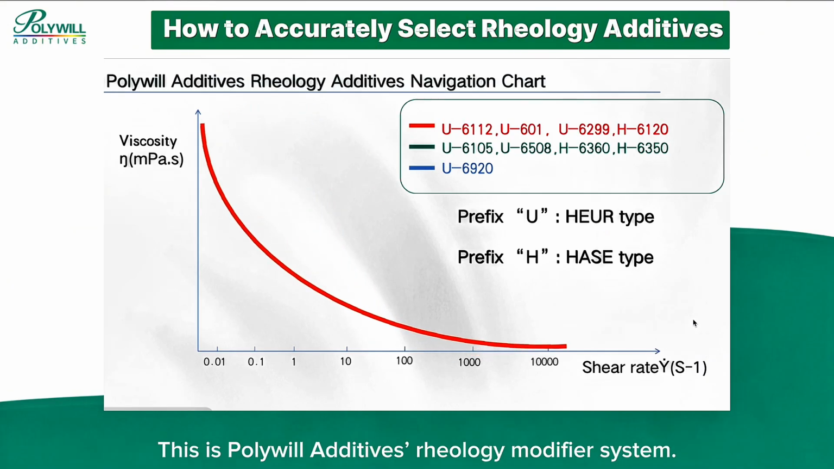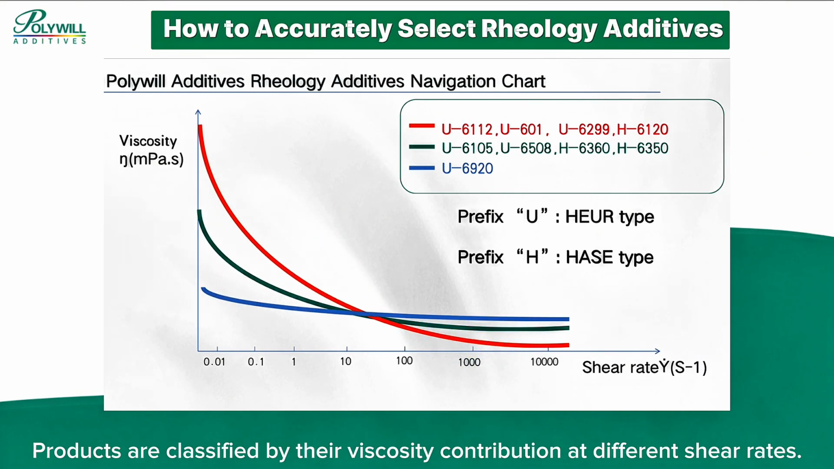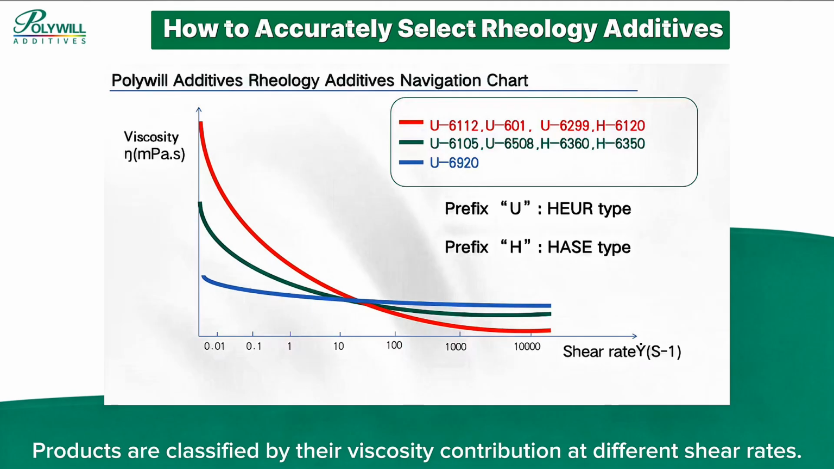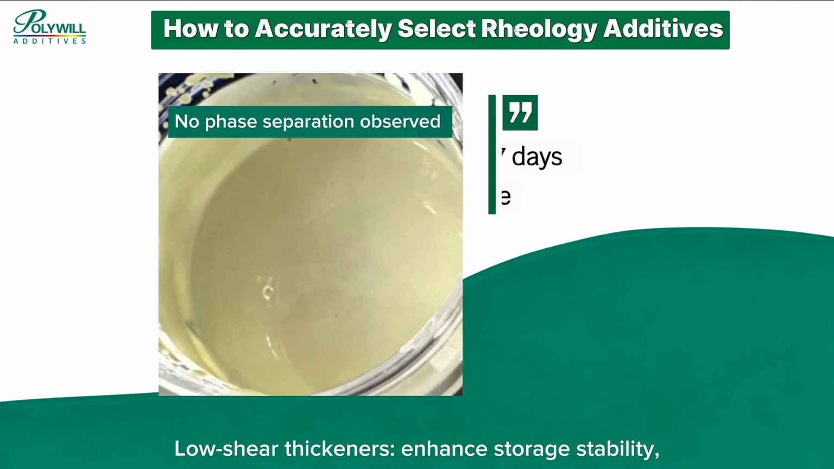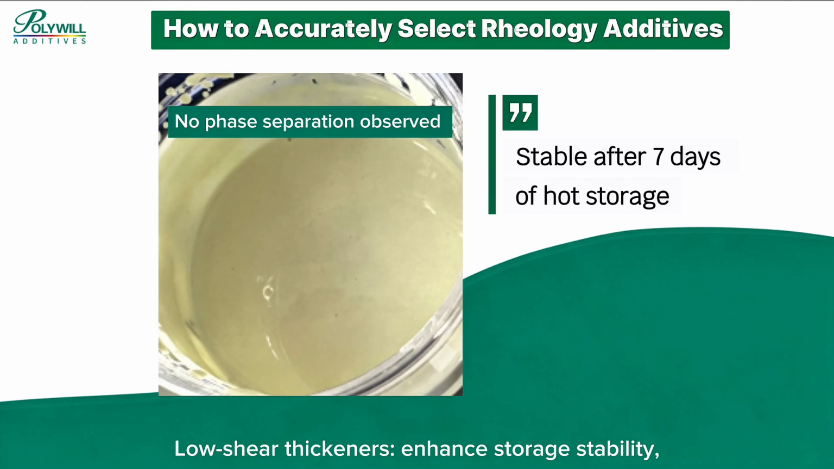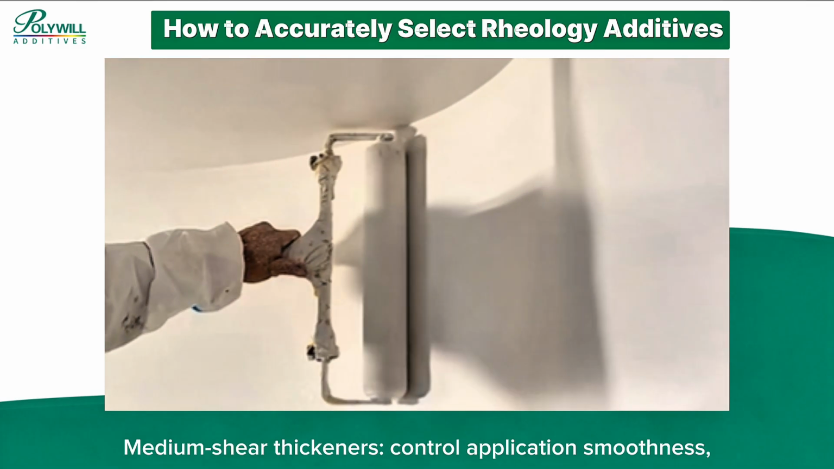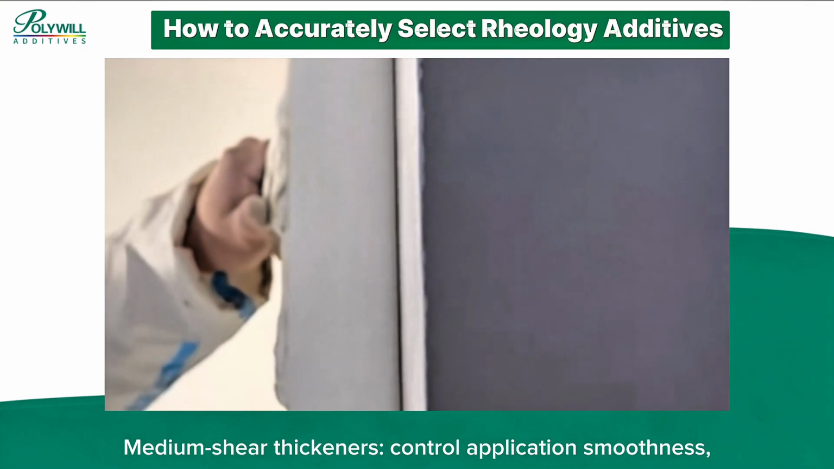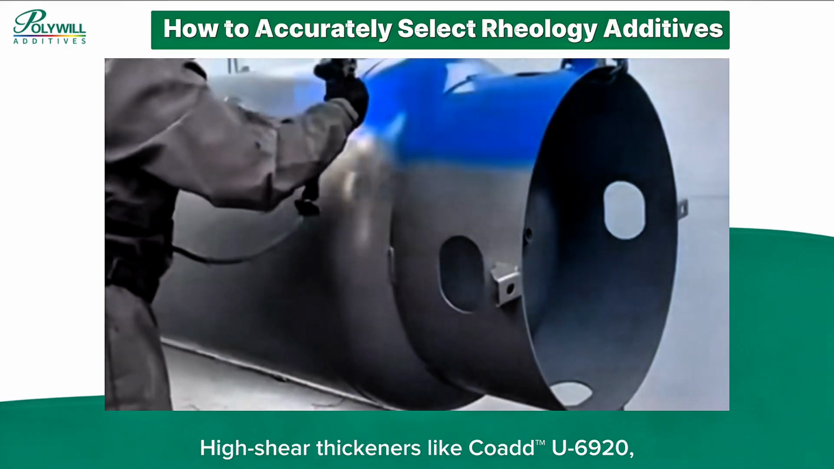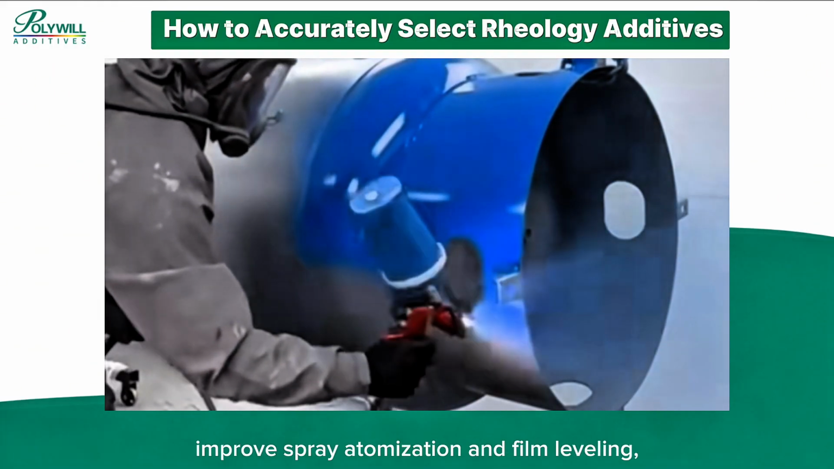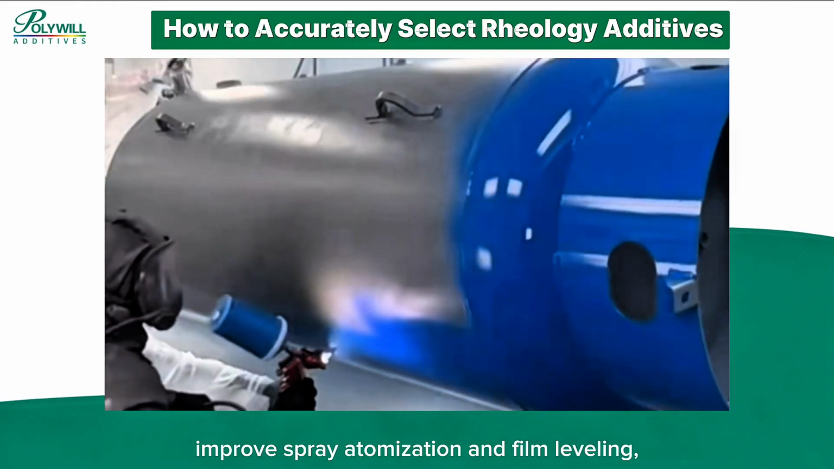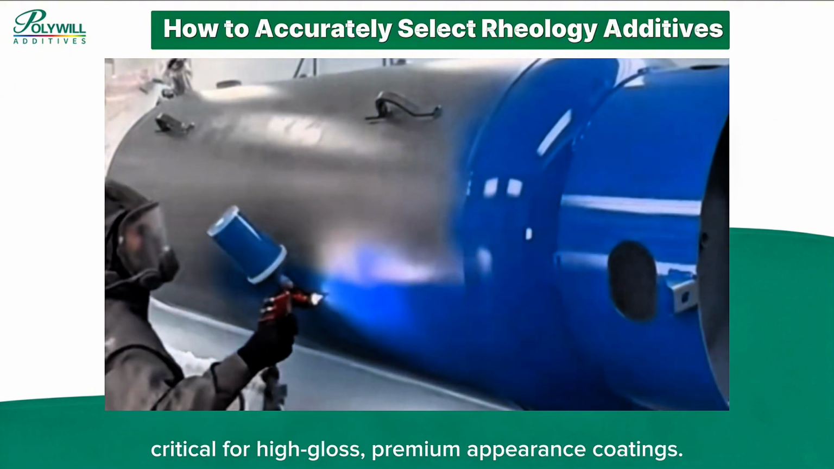This is the Coadd Additives rheology modifier system. Products are classified by their viscosity contribution at different shear rates. Low shear thickeners enhance storage stability. Medium shear thickeners control application smoothness. High shear thickeners like Coadd U-6920 improve spray atomization and film leveling. Critical for high-gloss, premium appearance coatings.